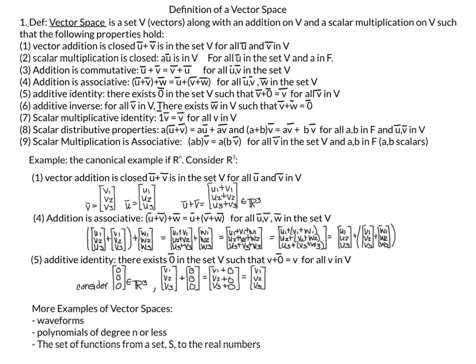Then, after we've looked at Rn, we'll consider more examples of vector spaces, including waveforms, polynomials of degree n or less, and the set of functions from a set S to the real numbers.